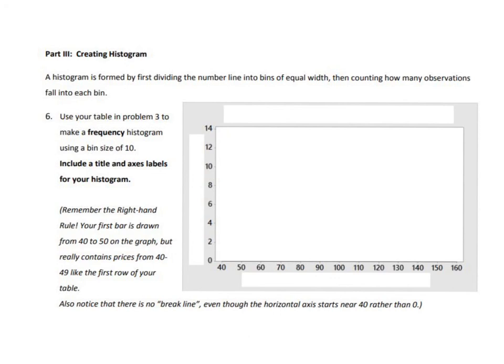Okay, so your histogram is formed by first dividing your numbers into bins of equal width. So remember your bins on the other page, then counting how many observations fall into each one. So right now, if you look, they have them split into 40, 50, 60, 70, 80, 90, 100, okay? It says use your problem in 3 to make a frequency histogram using a bin size of 10. So if I go back and look, they have them split 40 to 49.